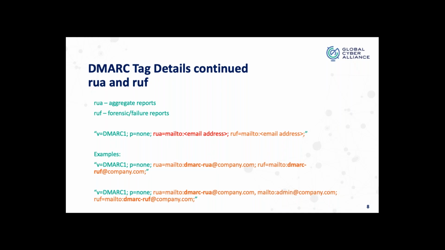v=DMARC1; p=none; rua=mailto:dmarc-rua@companyname.com,mailto:admin@company.com; right? So this is what you're going to use when you're doing it. Yes, you are using the comma to do the separation.